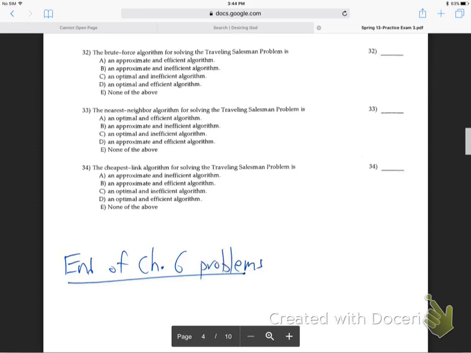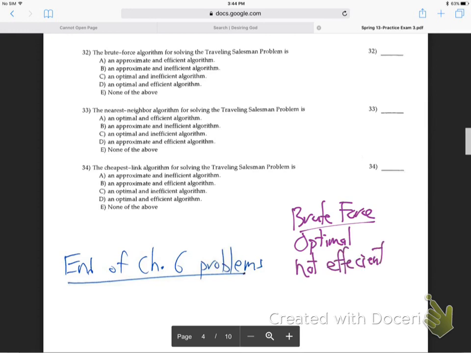Moving on. Let me remind you, in case you forgot or didn't put it in your notes somewhere. Let me just summarize over here. Brute force means listing every possibility, too hard even for computers. But it is optimal: if you do it, you'll get the best answer. If you give the computer 800 years, it'll get the best answer because it'll look at every possible circuit. But it's not efficient. It takes way too long.